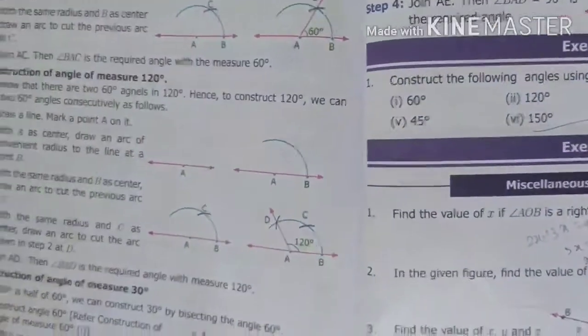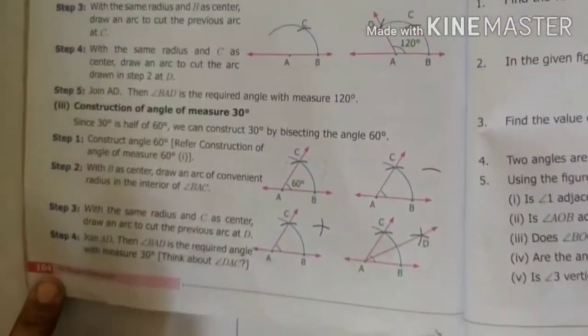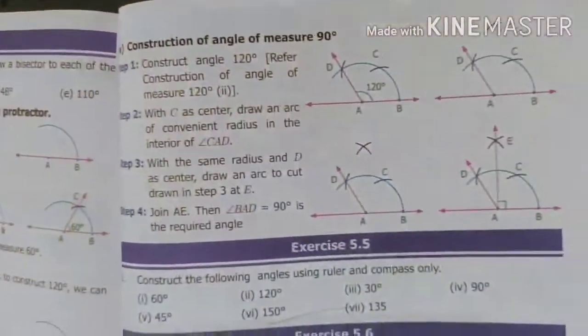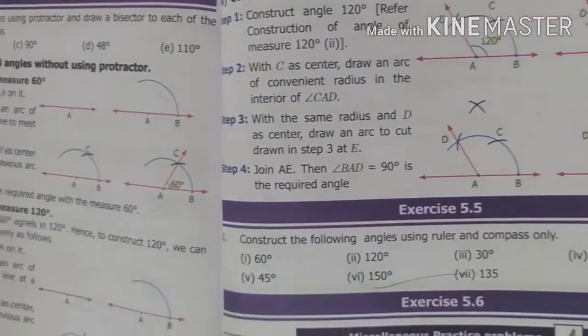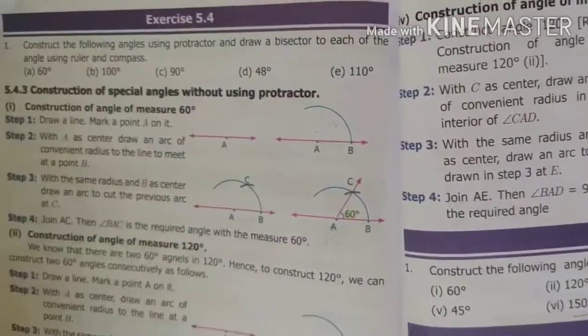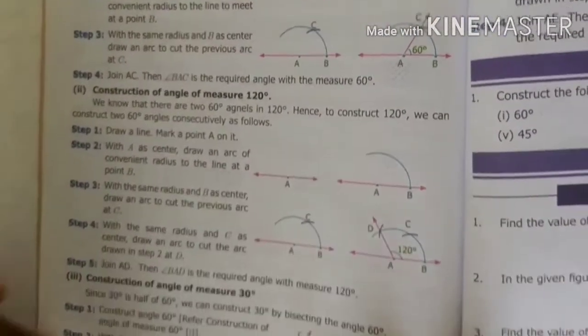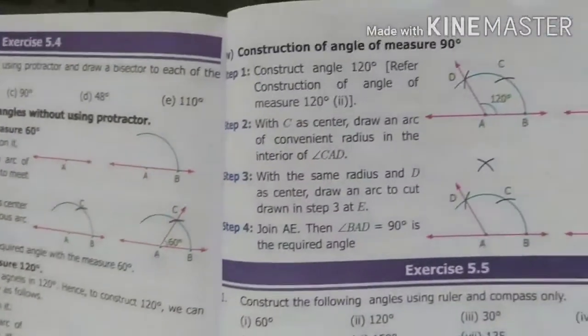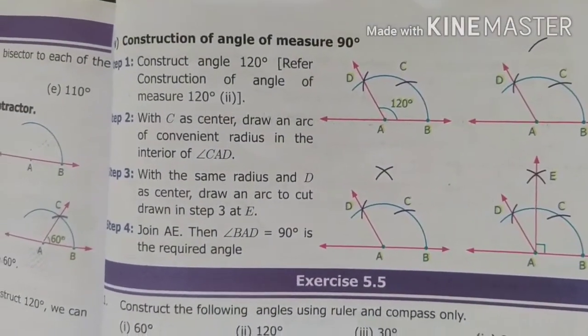Look at this children, in your book page number 104 they have given the construction for all these 4 sums, because all the 4 sums are somewhat different from each other, so they have very clearly given the construction. If you read and do this also, you can understand very clearly. Okay, this is in the page number 104.